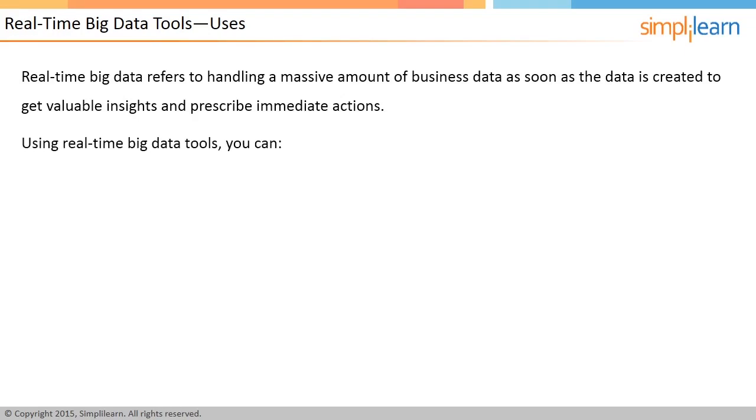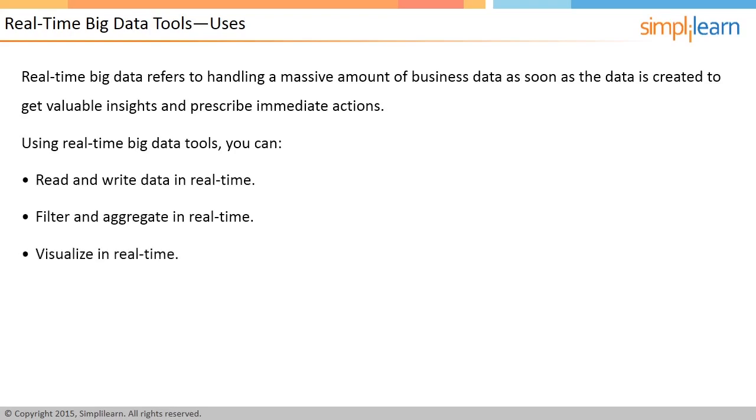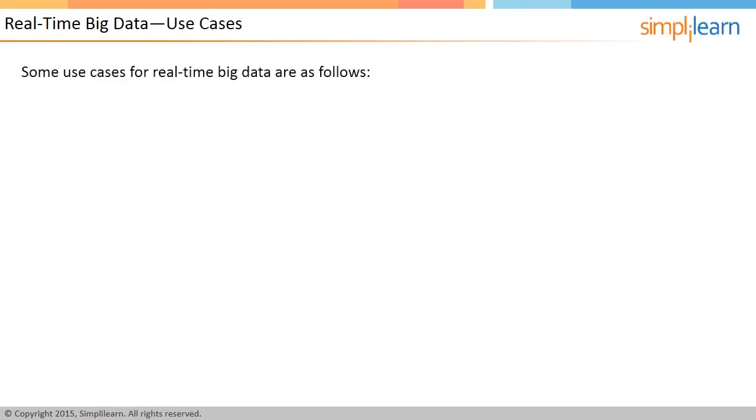Some use cases for real-time big data are as follows. A telecom provider wants to provide data plans to customers based on location. Here, the location data is received continuously and has to be processed in real time.